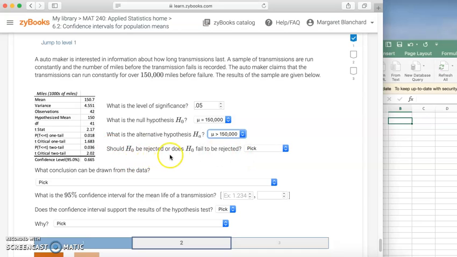And then should H naught be rejected, or does H naught fail to be rejected? And I want to point out, and I've mentioned this before, but notice it doesn't say do we accept H naught. We never say that the null hypothesis is true. We either say that it's rejected or it's not rejected. So that's an important distinction. All right, so let's look at our p-value, 0.033. Remember, if the p-value is less than alpha, our significance level, then we reject the null hypothesis. Our p-value here is 0.033, and our alpha is 0.05, so that means that we should reject the null hypothesis.